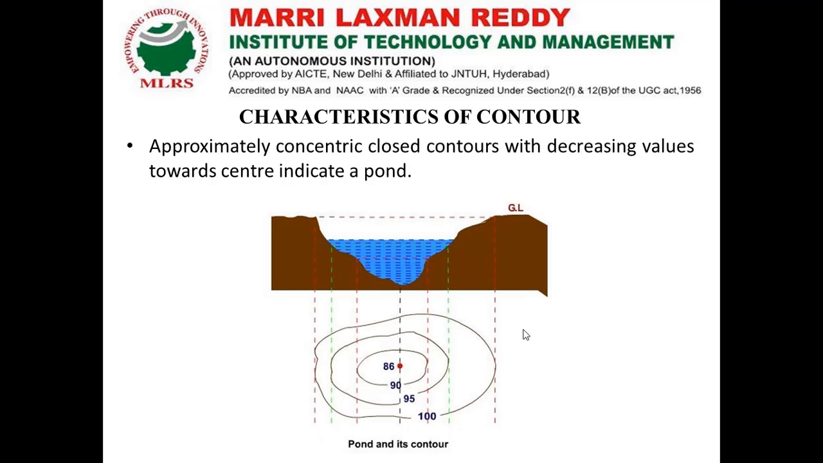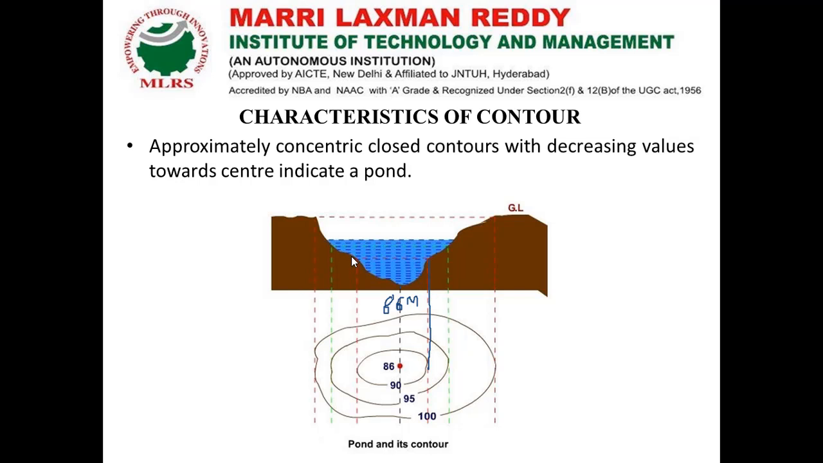Third one: approximately concentric closed contours with decreasing values inside indicate a pond. Consider here, they have mentioned 86 meters. If I take the reduced levels around the pond, the reading increases. Instead of 86, it moves to 90. So I am getting 90 here.